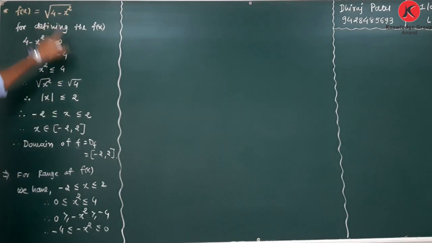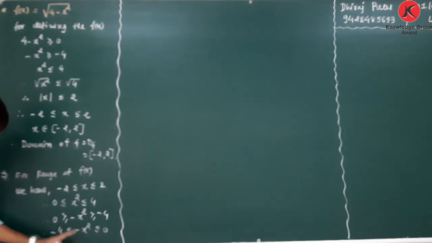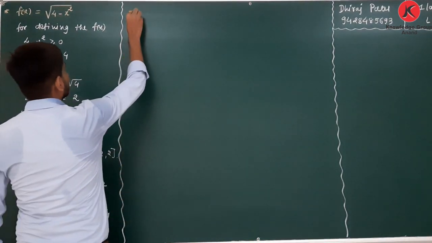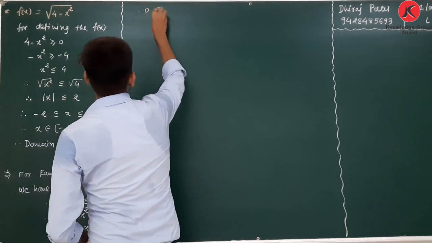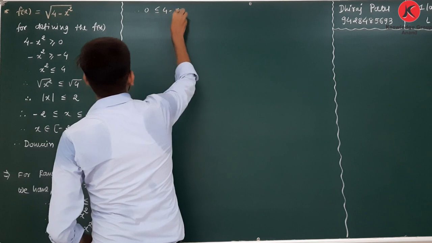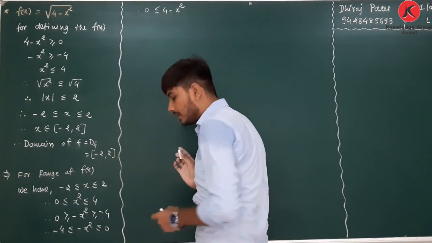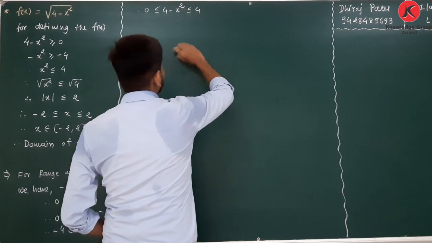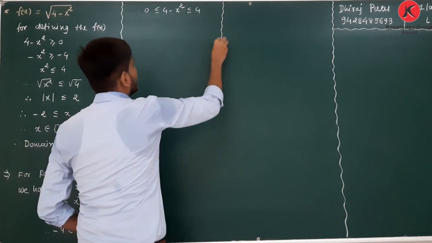Now add 4. Therefore we are getting 4 minus x square here. We want 4 minus x square, so add 4 on three sides. Therefore we are getting -4 plus 4, answer is 0, less than equals to -x square plus 4, or we can write 4 minus x square here, which is less than equals to 4. 0 plus 4 means 4 here. Okay, this way you will get this.